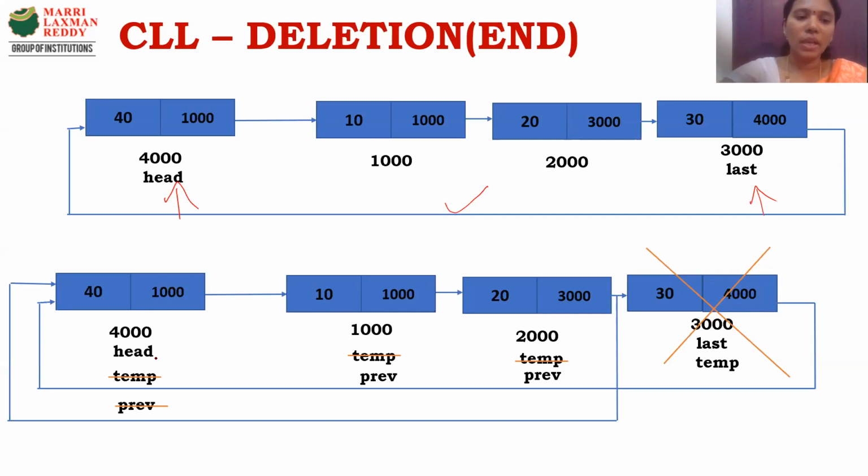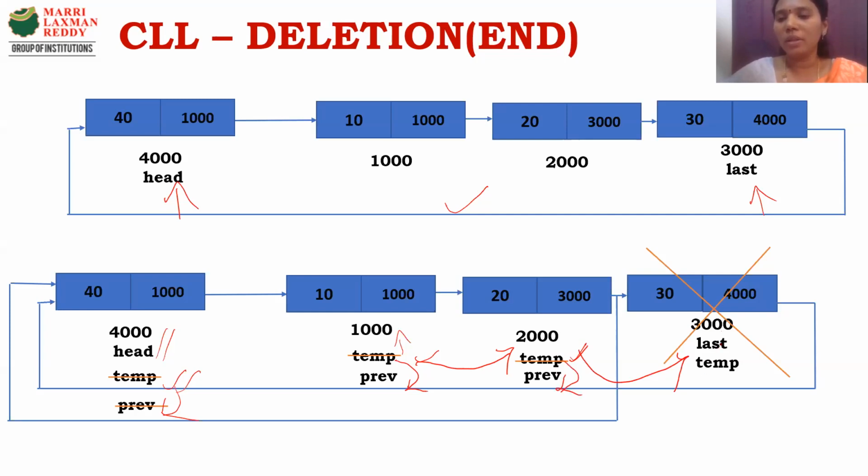The first node is the head node, so I am making that the temporary node. As this is not the last, I'll move temp to the next node and store the temp information into previous. Now temp is pointing to 1000, this is not the last node. So I'll move temp to the next node and store this information in previous. Again, this temp is not the last node, so I'll move temp to the next node and store this information in previous.